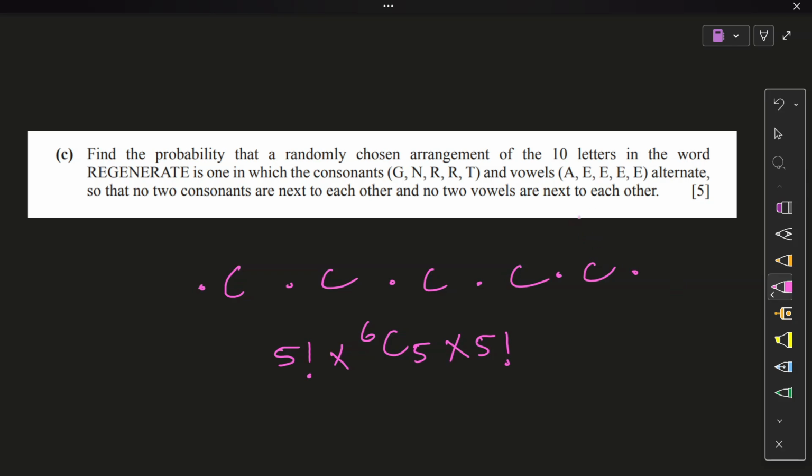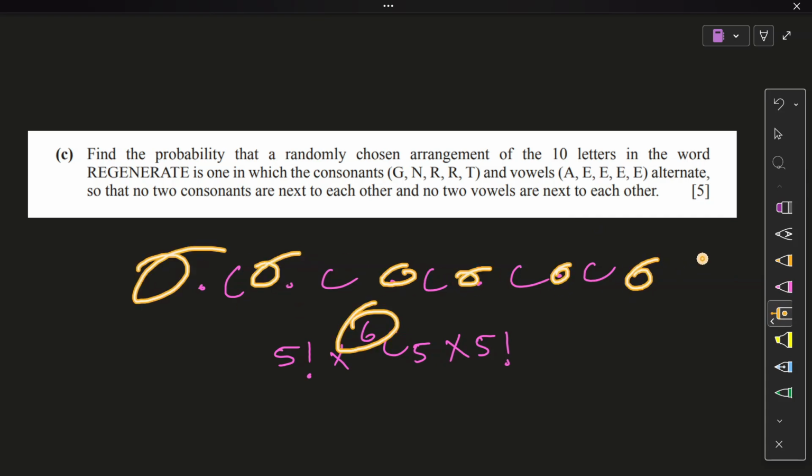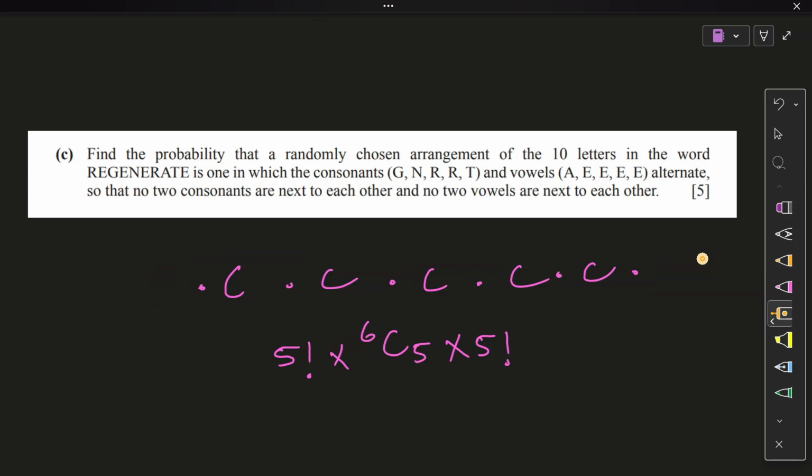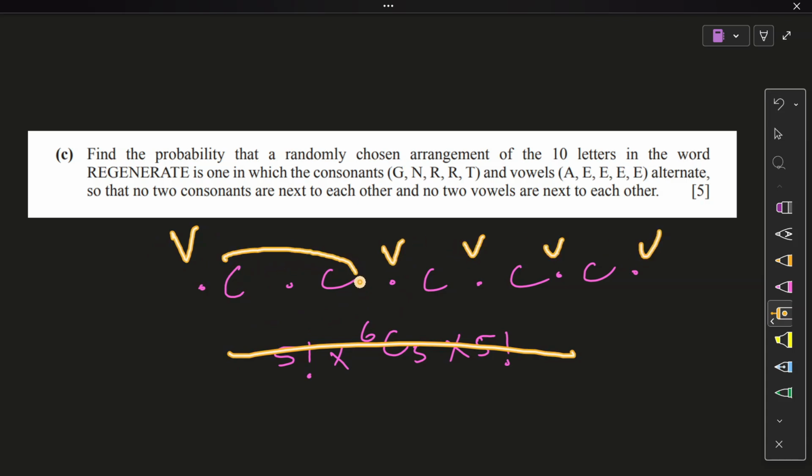But see, there's a problem here. The examiner is trying to play us. Out of the 6 positions I've unlocked, any five will be occupied, right? That's how combination works. But any five could mean 1, 2, 3, 4, 5. That would put these two consonants together, right? So the universal separation method is a no-no, because one vowel here, second, third, fourth, fifth, and these two consonants will be put together.